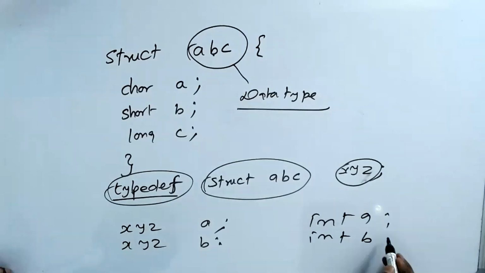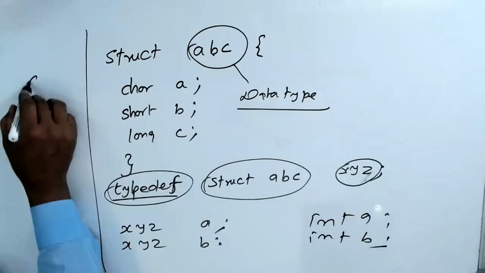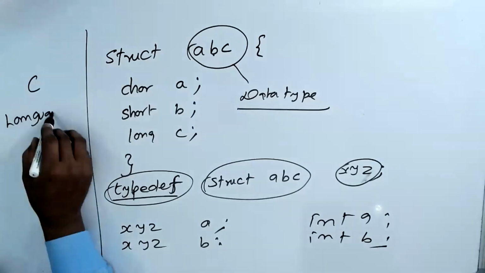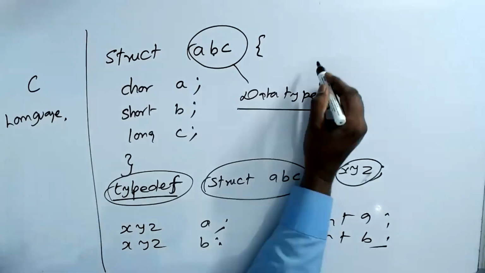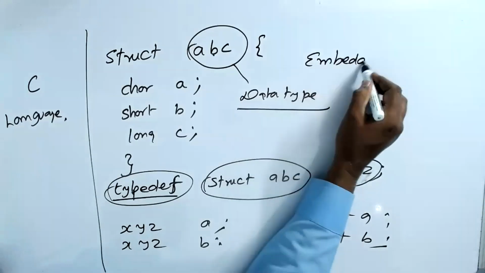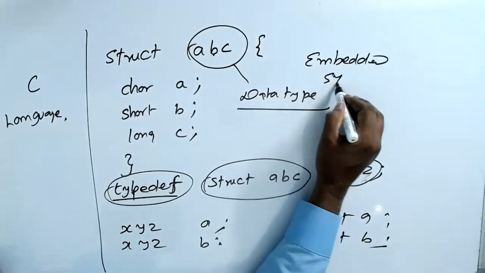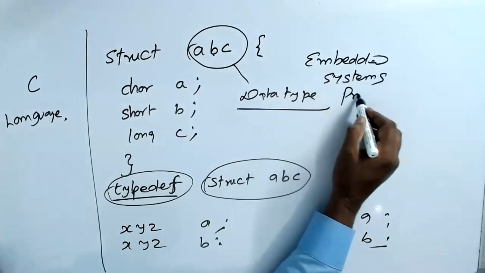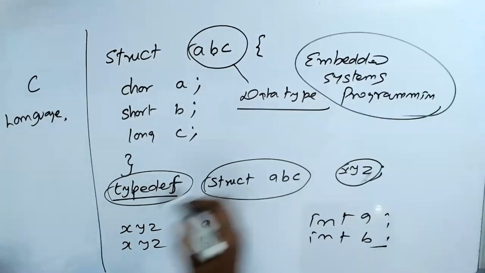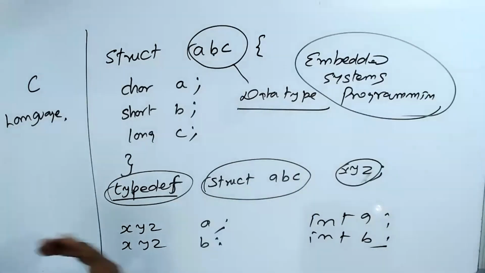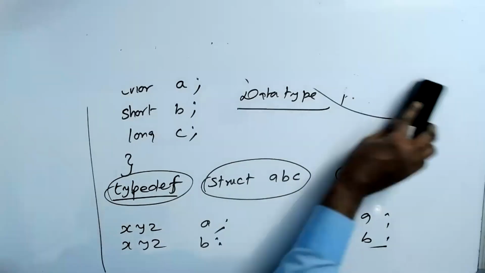These are all generally C language that I'm discussing now. Now we have to discuss how this is going to be used in our embedded systems programming. That is very important. I already discussed previously how pointers are used in embedded system programming. Every part of C is getting used in embedded system programming.